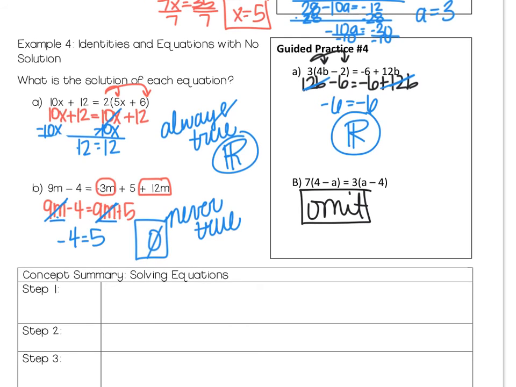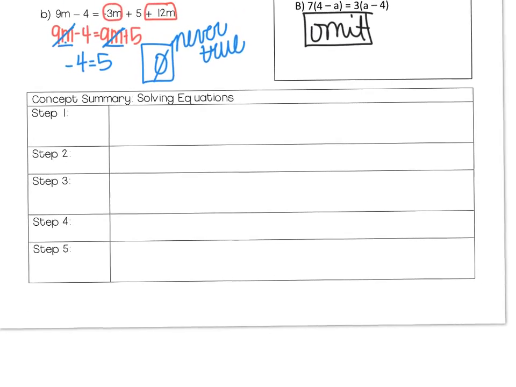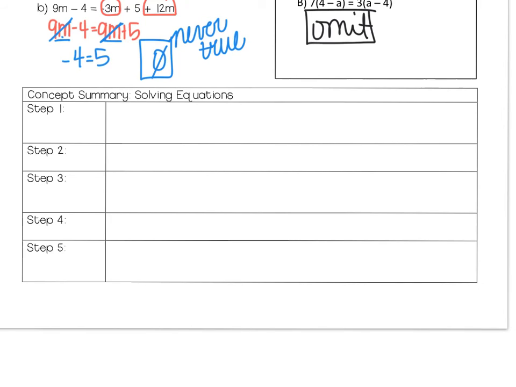Alright, at the bottom of the page we have a little graphic organizer that I want to go over. It's a good rule of thumb to follow when you're solving equations. The first thing you want to do is use the distributive property to eliminate the grouping symbols. That's the first thing you're always going to look to do in an equation. Now this is just a rule of thumb because you don't always have grouping symbols that you have to eliminate.